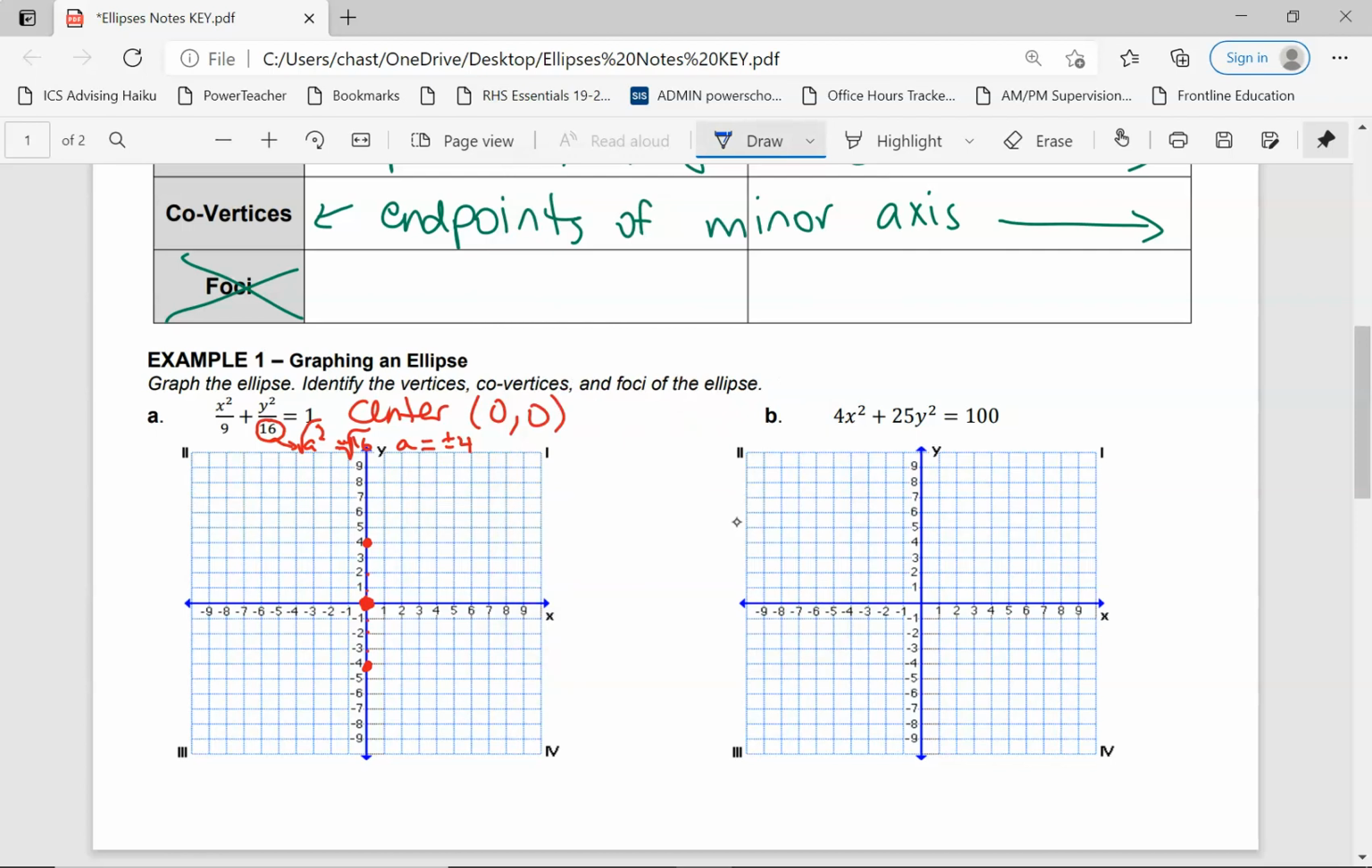And then to figure out the minor, so this was our major axis that I did, this 9 will give me my minor axis. So we know that 9 is equal to b squared. Take the square roots, and you get plus or minus 3 as our b values. Those b values tell us the minor axis, and since it's under the x, that means I go in the horizontal direction. So I'm going to go plus 3 and minus 3.